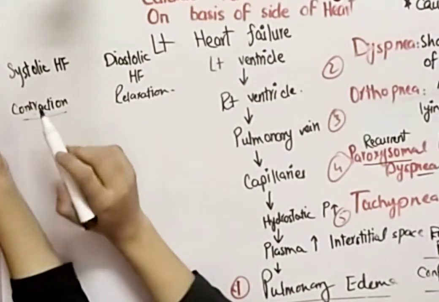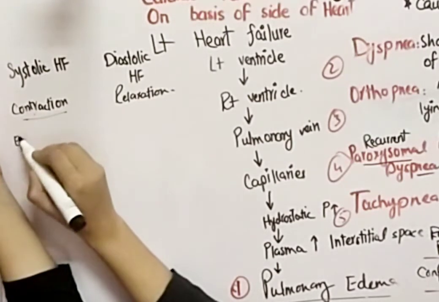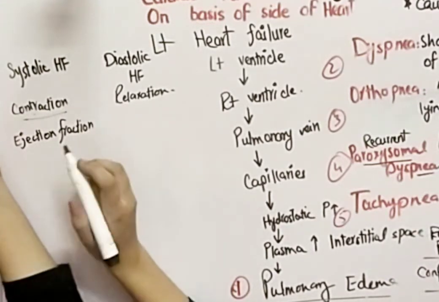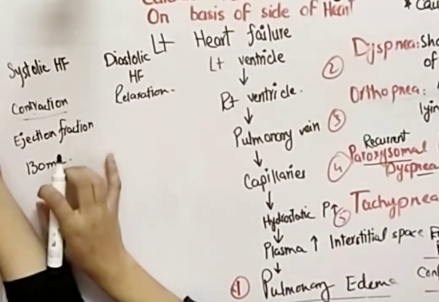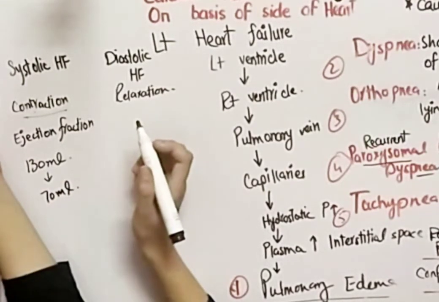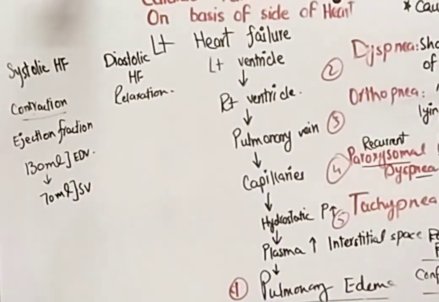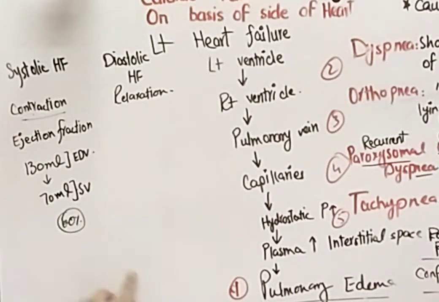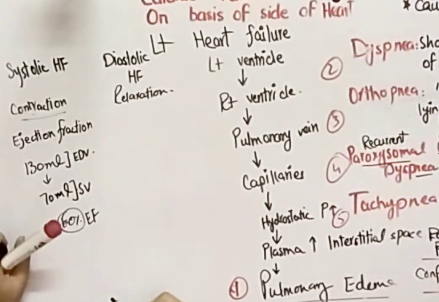What happens in case of systolic heart failure? Basically your ejection fraction decreases. Ejection fraction simply means that your ventricle has approximately 130 ml of blood at the end of the diastole. Now out of this 130 ml, only 70 ml is pumped out. This 70 ml is called the stroke volume, this 130 ml is called the end diastolic volume, and that percentage of blood pumped out, which is approximately 60%, is termed the ejection fraction. Now in case of systolic heart failure, what happens?